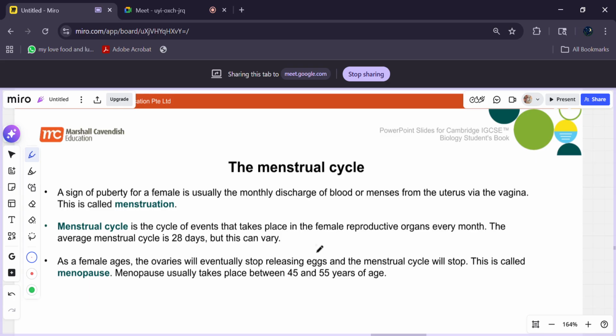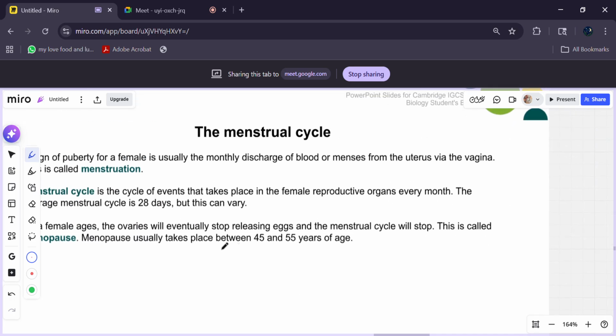As a female ages, the ovaries will eventually stop releasing eggs and the menstrual cycle will stop. This is called the menopause. The menopause usually takes place between 45 to 55 years of age. So when the lady becomes older, the ovaries will eventually stop releasing eggs, and the menstrual cycle will stop. And this stop is called the menopause, and it usually takes place between the ages of 45 to 55 years of age.